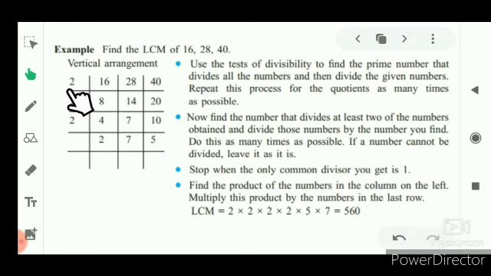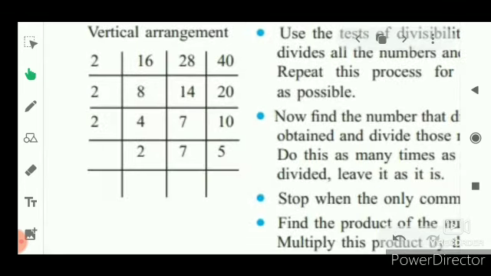So we will write 2 here. So 2 eights are 16, 2 ones are 2, 2 fours are 8, then 2 twos are 4, 2 zeros are 0. Then we get 8, 14, 20, which are all divisible by 2. So we will write 2 here. So 2 fours are 8, 2 sevens are 14, and 2 tens are 20. So we get 4, 7 and 10.